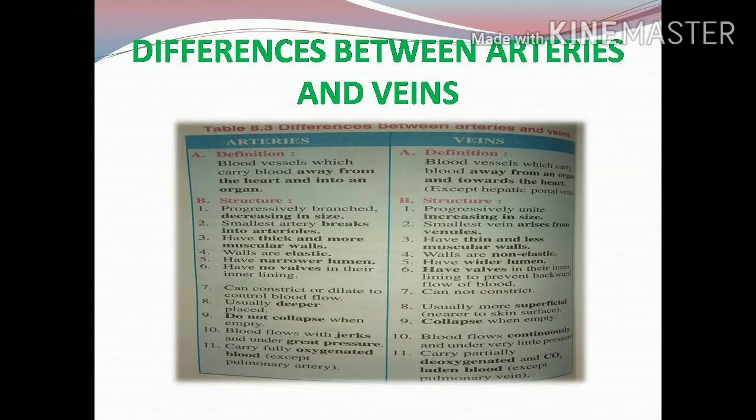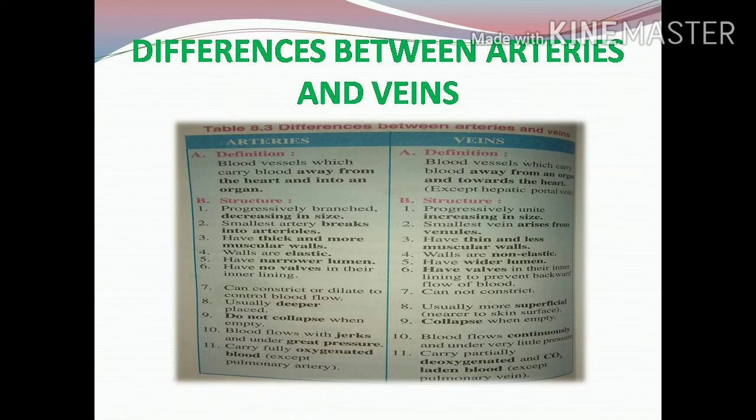Next we can see the differences between the artery and veins. It is very important. Here first one, artery, it carries the oxygenated blood away from the heart into an organ. Vein, it carries the deoxygenated blood away from an organ towards the heart.